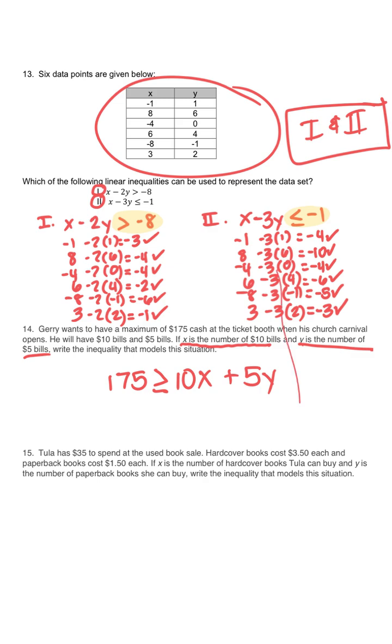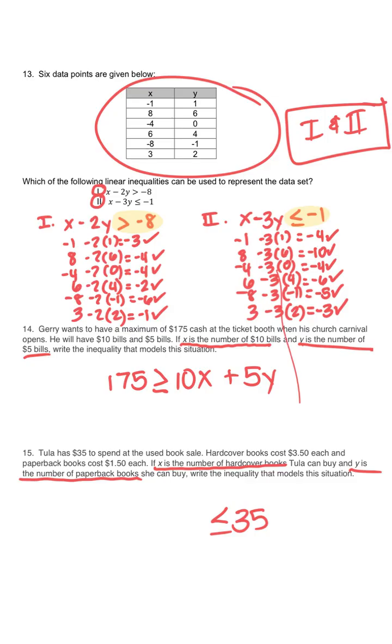So let's do number 15. Tula has $35 to spend. So I'm just going to write $35. That's the total amount, right? So I know that has to be greater than or equal to whatever they're going to tell us. Hardcover books cost $3.50 each, and paperback books cost $1.50 each. If X is the number of hardcover books Tula can buy, and Y is the number of paperback books, write the inequality that models this situation.